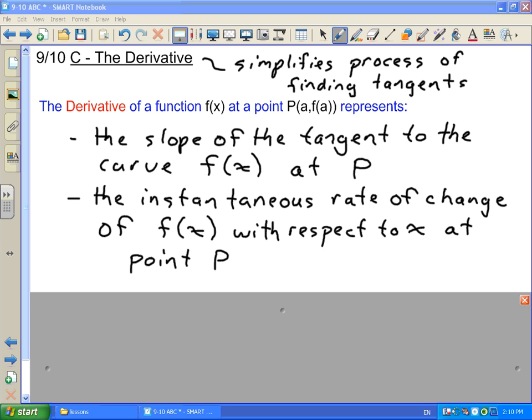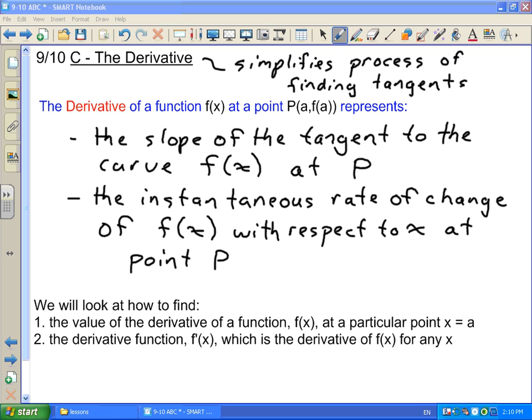And we're going to look at two things here today. Okay? We're going to look at how to find, number one, the value of the derivative of a function at a particular point. And then we're going to look at how you do something that is a little bit more useful, how we find what's called the derivative function. Now, the derivative function is represented by f, the little prime symbol there, at x. So it's a function. We call it f primed at x. And this function, the derivative function, gives us the derivative of our original function, f at x, for any value of x that we put in there.